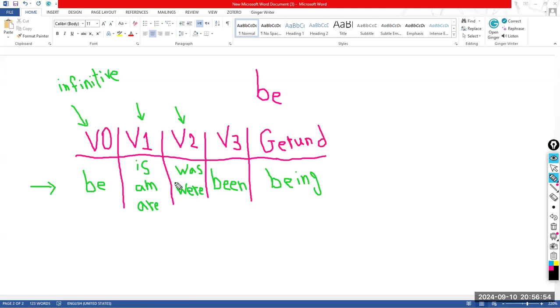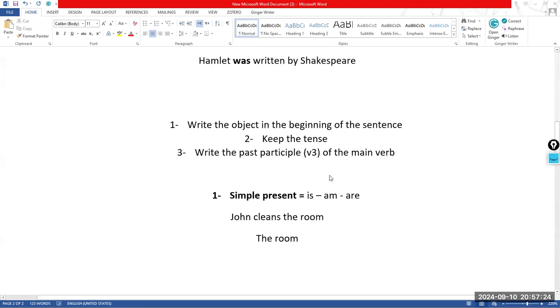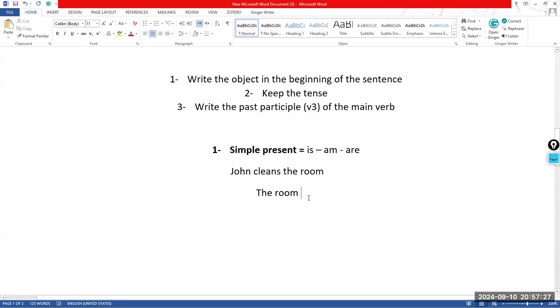Because we are talking about the simple present tense, I have to use what? Is, are. Now, if I want to use the simple past tense, I have to use was, were. If I'm talking about the perfect tenses, I have to use been. If I'm talking about the continuous tenses, I have to use being. If I'm talking about models, I have to use be. So please don't forget it. Okay. So now, because we are talking about the simple present tense, I have to use is, are. And because the room is singular, I have to use is. Okay? So this is step number 2.